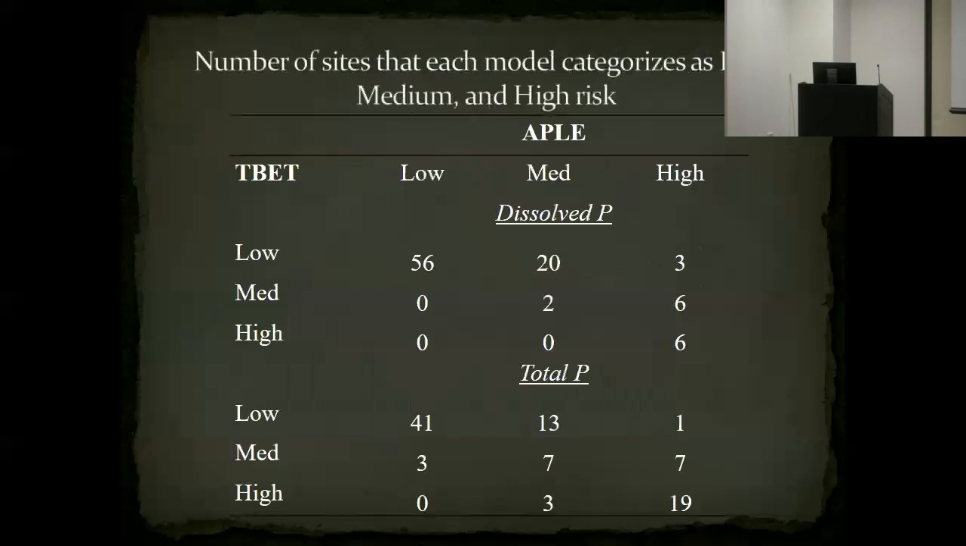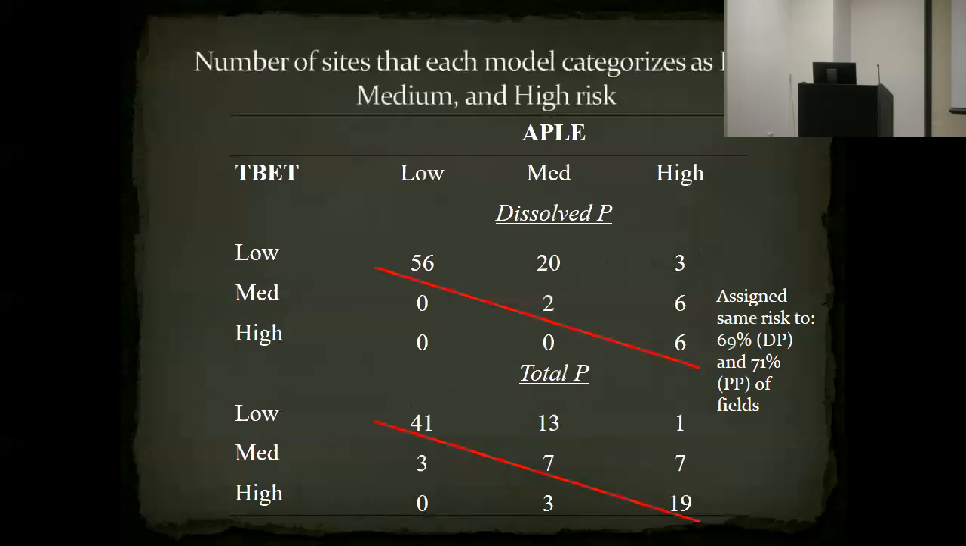So what we want to look at, all right, if we classify those model predictions using that classification scheme, what we're looking at is basically on this diagonal, right? Low, low, medium, medium. They're classifying the fields in the same way. And we find that they assign the same risk to 69% of the fields for dissolved P and 71% of the fields for particulate P. So again, this is one of those decisions. All right, they're similar. I think there's some good correlations. The Apple model is much easier to use.